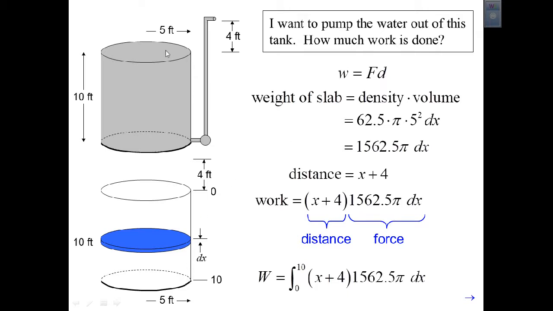So the tank is full of water. So we've got water all the way up, and we're going to integrate from 0, x equals 0, to x equals 10. So we're going to pump this tank dry. So that's where the 0 to 10 comes from. And the 1562 pi is the slab of water weight, the force, and then x plus 4, like if we're talking about a slab on top of the tank here, we only have to move it 4 feet up.